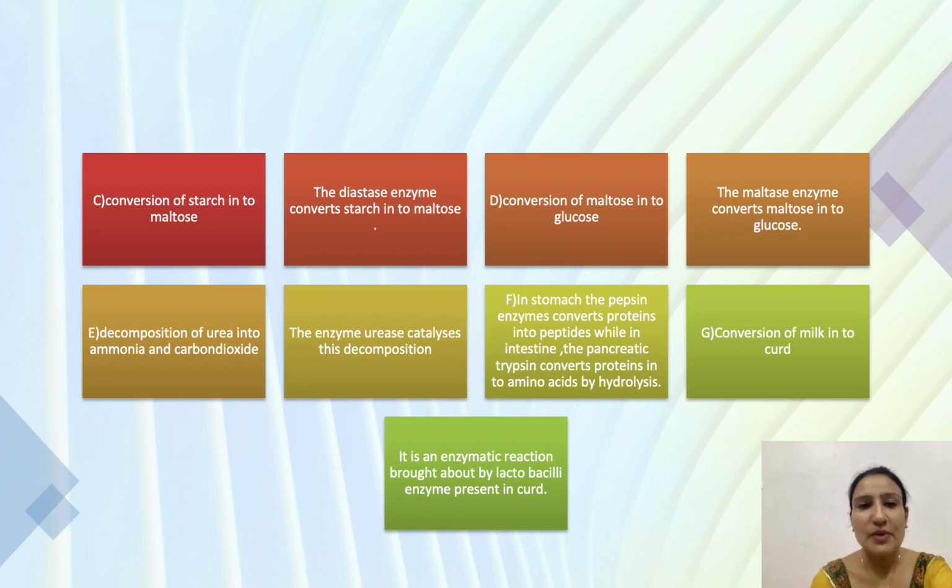In the stomach, the pepsin enzyme converts proteins into peptides, while in the intestine, the pancreatic trypsin converts proteins into amino acids by hydrolysis. Next is conversion of milk into curd. It is an enzymatic reaction brought about by the lactobacilli enzyme present in curd.